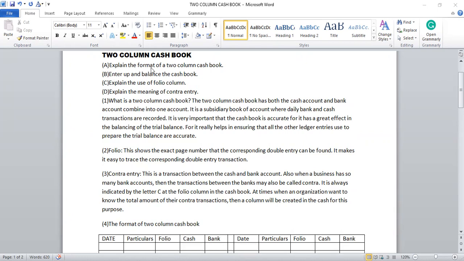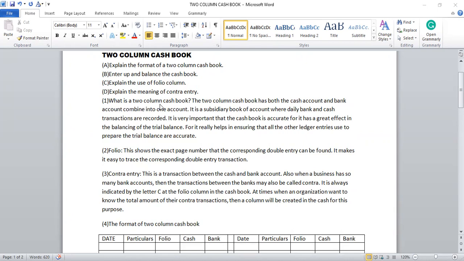A, explain the format of a two-column cash book. B, enter up and balance the cash book. C, explain the use of the folio column. D, explain the meaning of contra entry. So let us start.